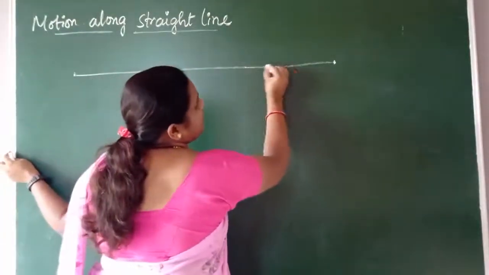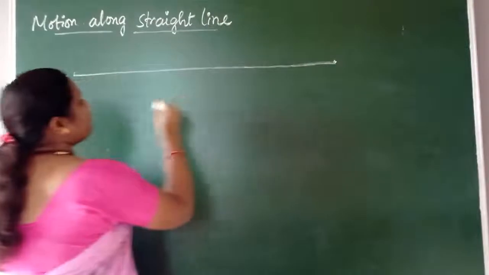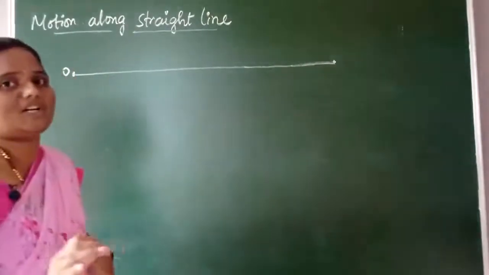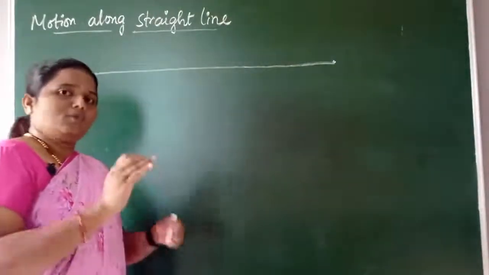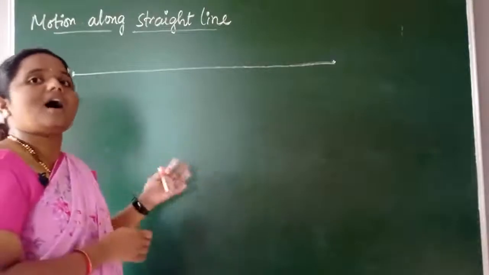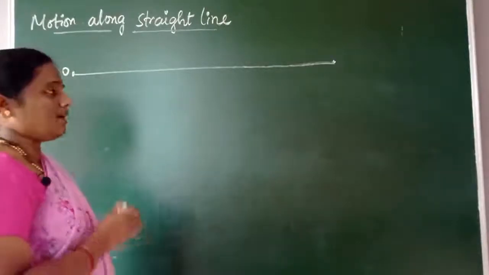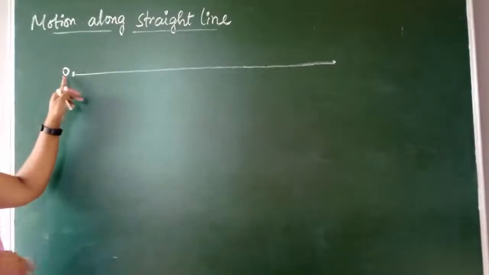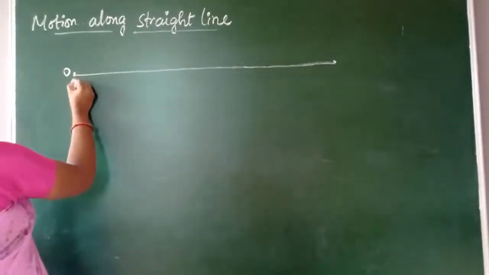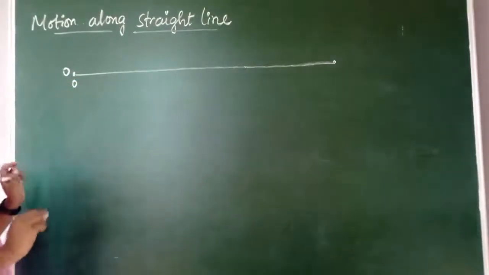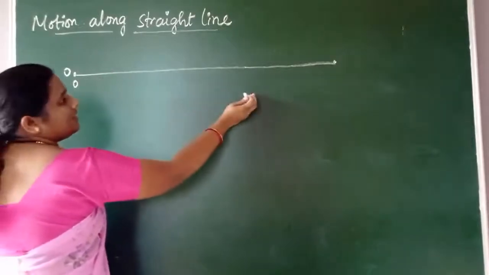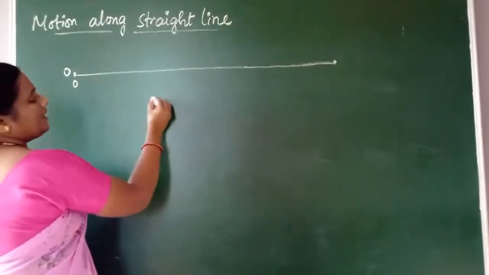Is it straight now, children? Okay. And this point we'll name it O. Always remember, children, any movement or any beginning will have some reference point. We'll call it an origin, or a reference point, or beginning point. So here O is the reference point or origin, you can say. At this, it is stationary, isn't it? So we'll take it as 0.